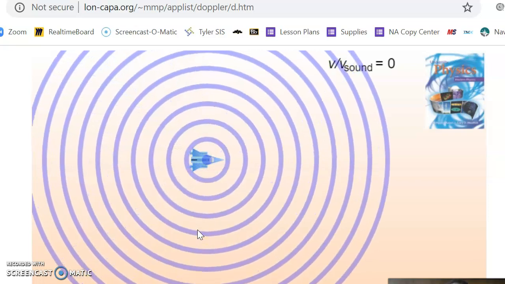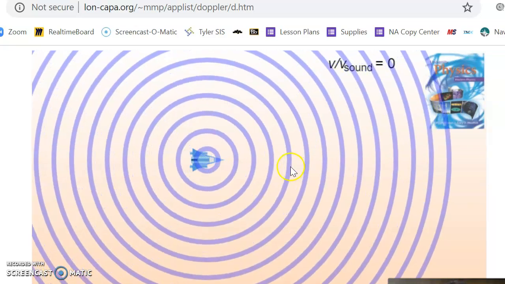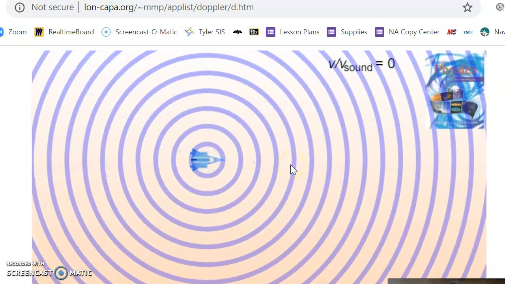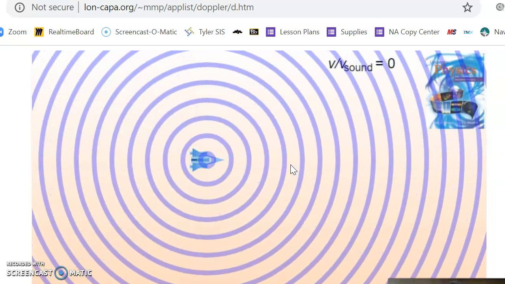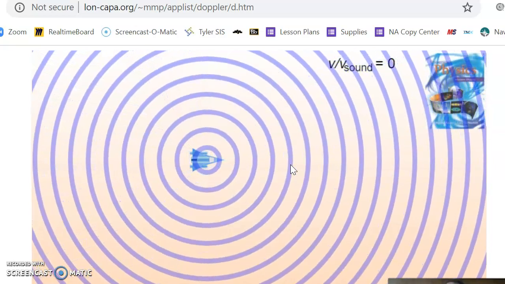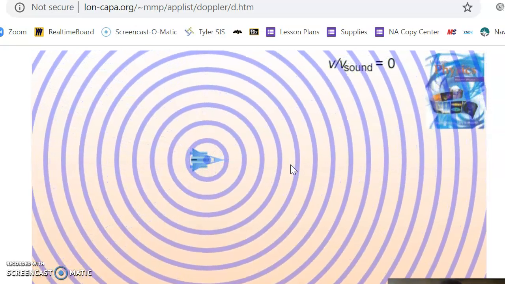Now, before the video, I timed the frequency of this. I put the pointer in a spot and I said 1, 2, 3, 4, 5, 6, and I timed for 10 cycles. And when I did that, I got 6.2 seconds for 10 cycles. You can try that for yourself and see if you agree. So if I have 6.2 seconds in 10 cycles, that gives me a frequency of 1.6 hertz. I just divided the 10 cycles by the 6.2 seconds.